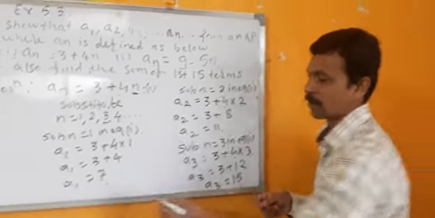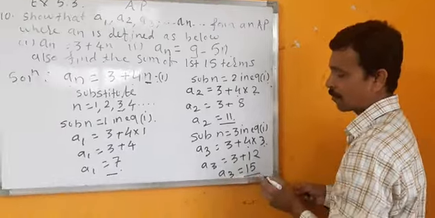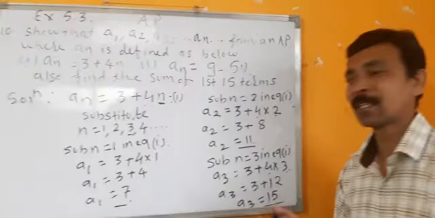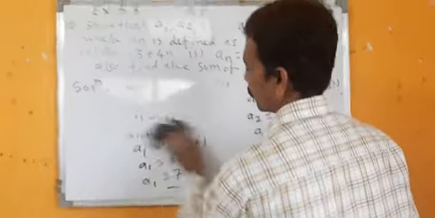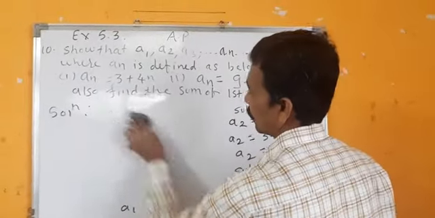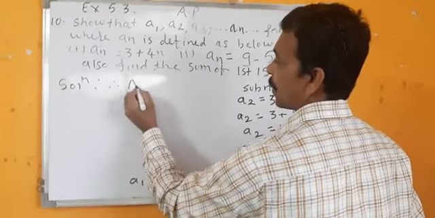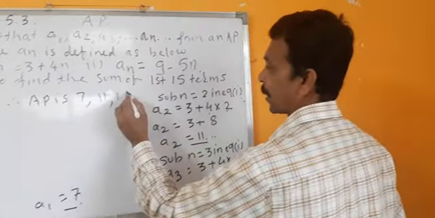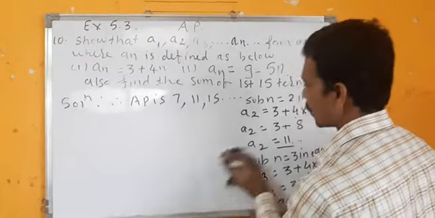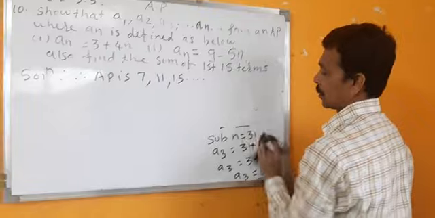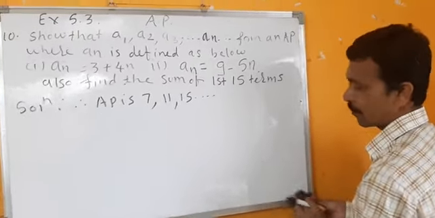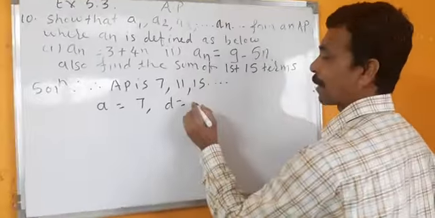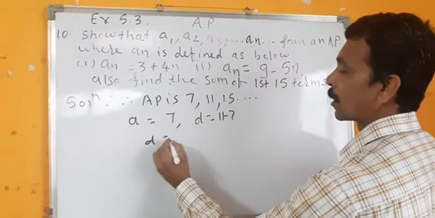Right, now we have got the value of A1, A2 and A3. Now we can write the AP, and from the AP we will get A and D. Therefore, AP is 7, 11, 15 and so on. Now from here we'll get the value of A and D. A is equal to 7. D is equal to 11 minus 7, so D is equal to 4.